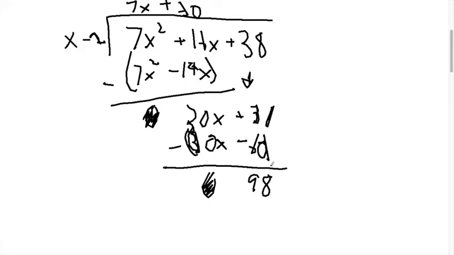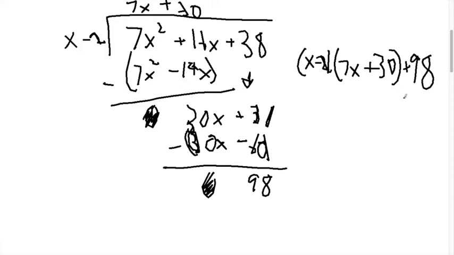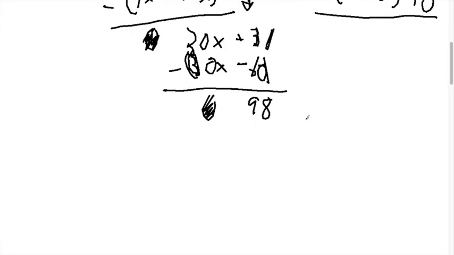So for this expansion or simplification, in the end, we are left with x minus 2 times 7x plus 30 plus 98. And as you can see, 7x plus 30 cannot be simplified anymore. And so we rewrite our simplification to make it as simple as possible.